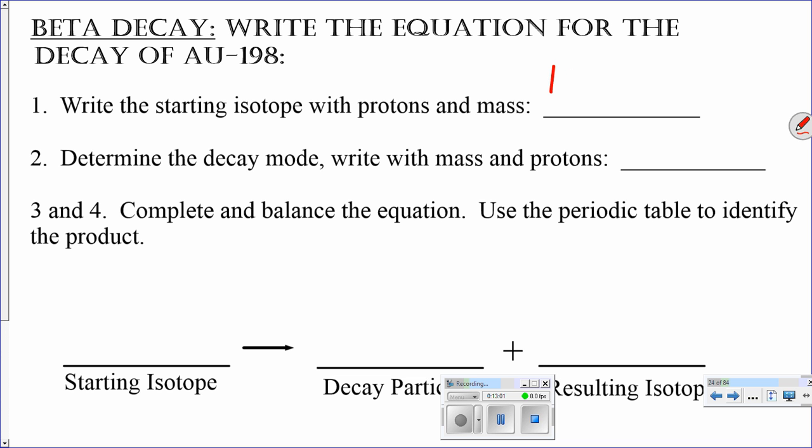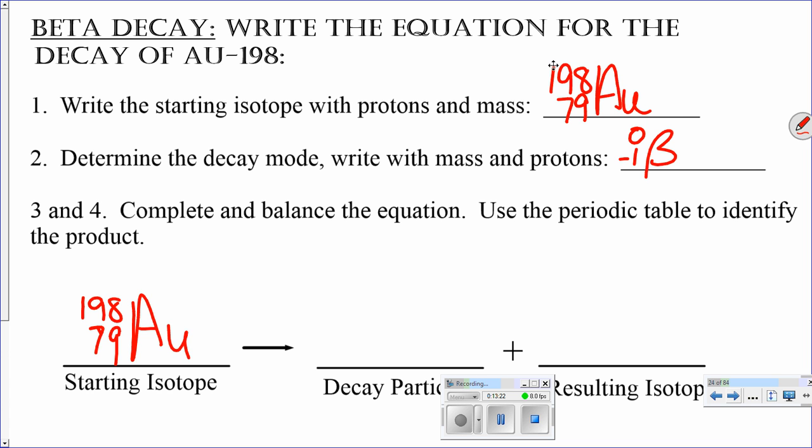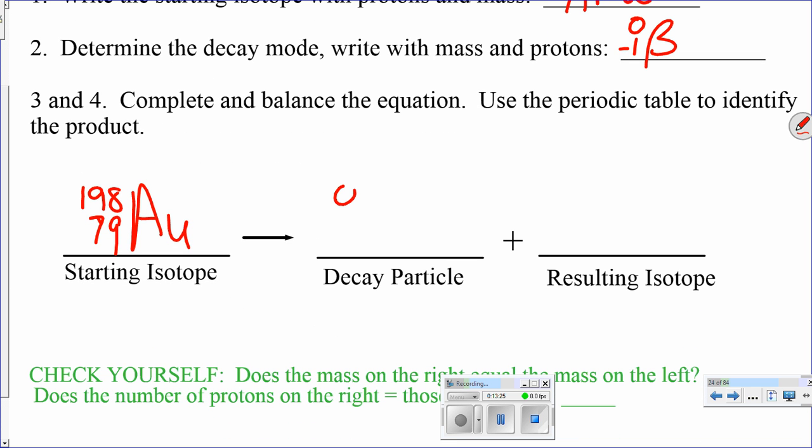Next, we're going to look at gold-198. You then go to the periodic table to find out this is element 79. We're going to determine our decay mode by looking at table N, and be very cautious that that is a beta particle with a -1 on the bottom. Our starting isotope is on the left-hand side. We are giving away this decay particle. Our resulting isotope. So remember, this decay particle does have some mass associated with it, but it's so negligible that we really still stay at 198 for our mass.